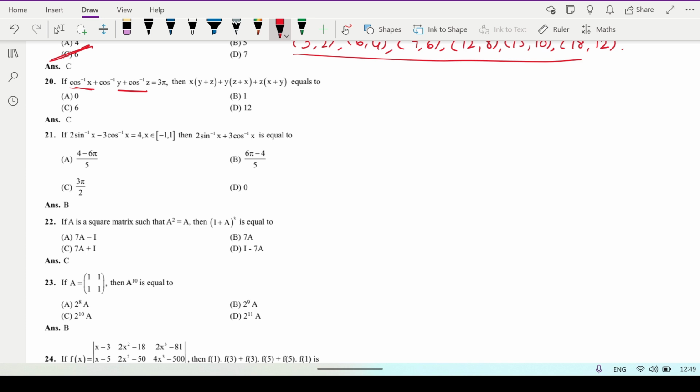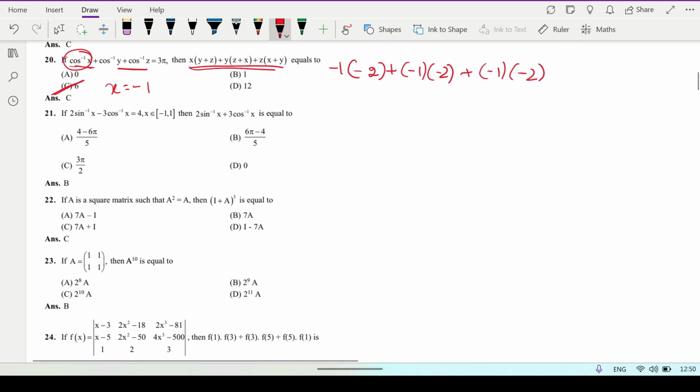So, cos inverse x equal to pi means what is the value of x? Cos pi, which is nothing but minus 1, right? Similarly, y is also minus 1 and z is also minus 1. If we substitute the values here, we get minus 1 into minus 1 minus 1, which is minus 2. Similarly, again minus 1 into minus 2 plus minus 1 into minus 2. That is nothing but 2 plus 2 plus 2, which is 6. So, the answer is option C, 6.